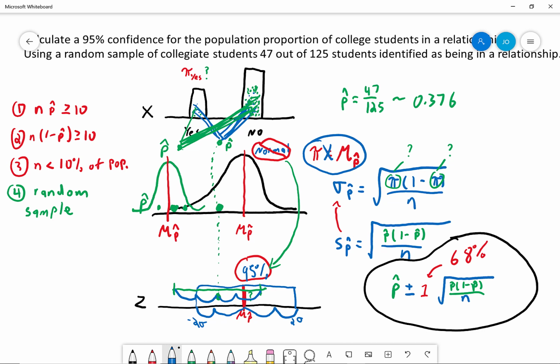Next, we'll talk about some confidence interval theory.